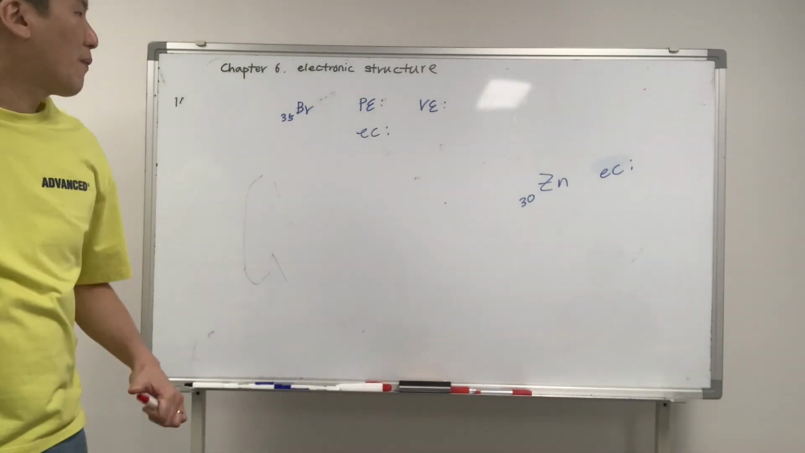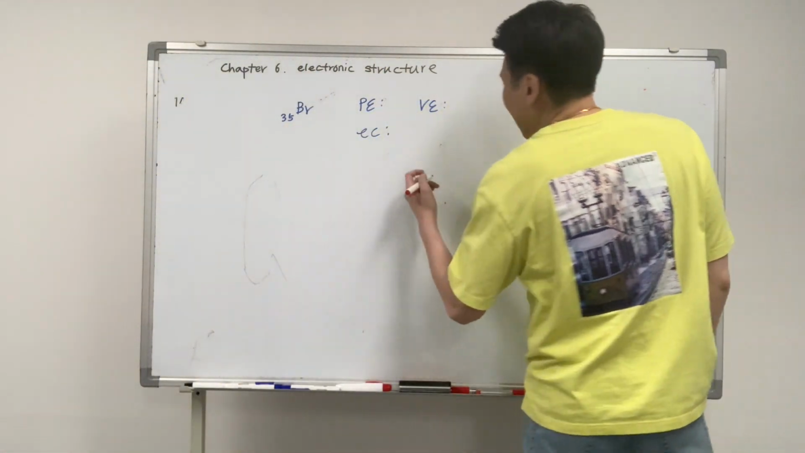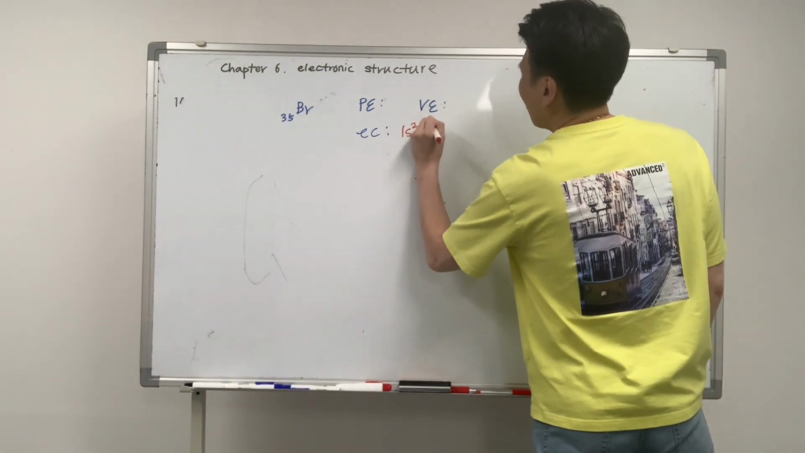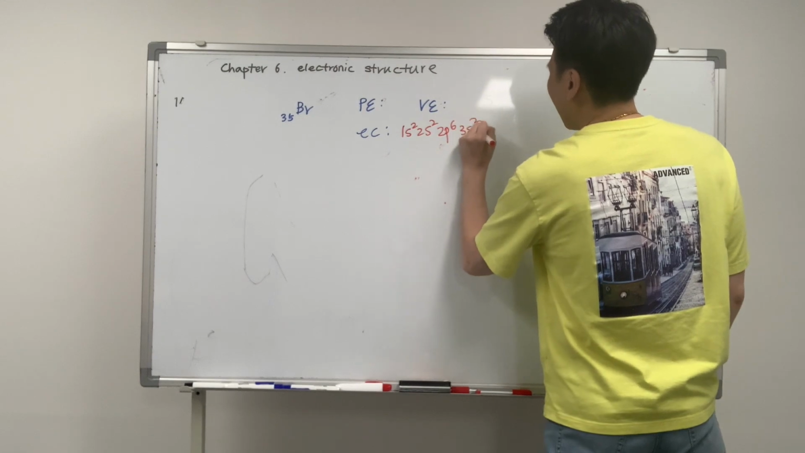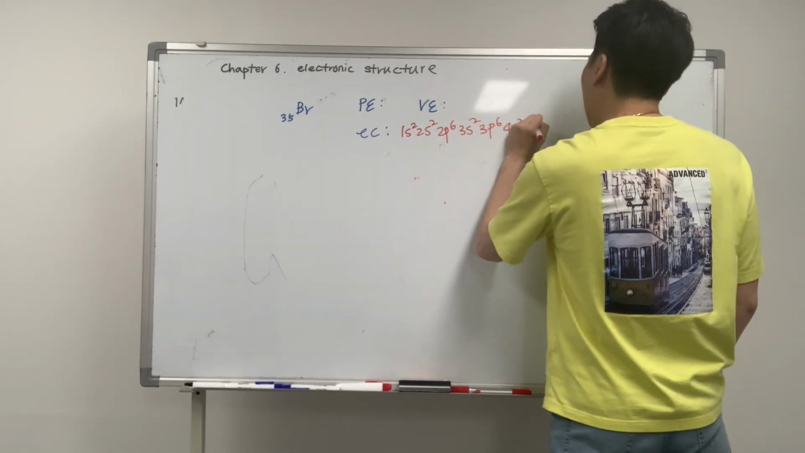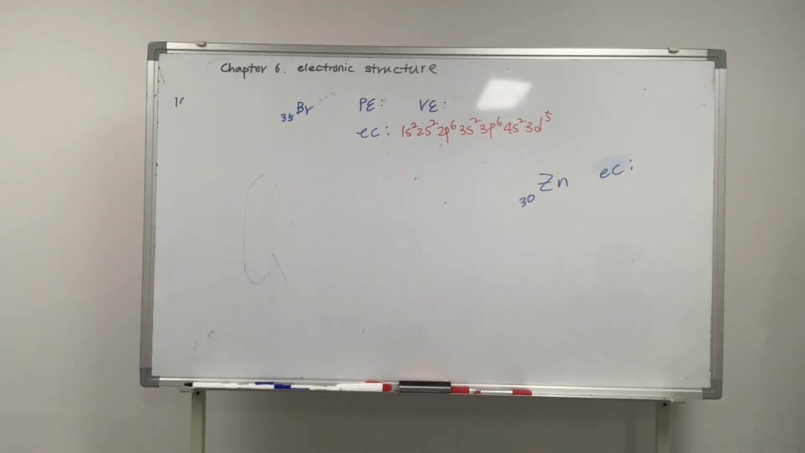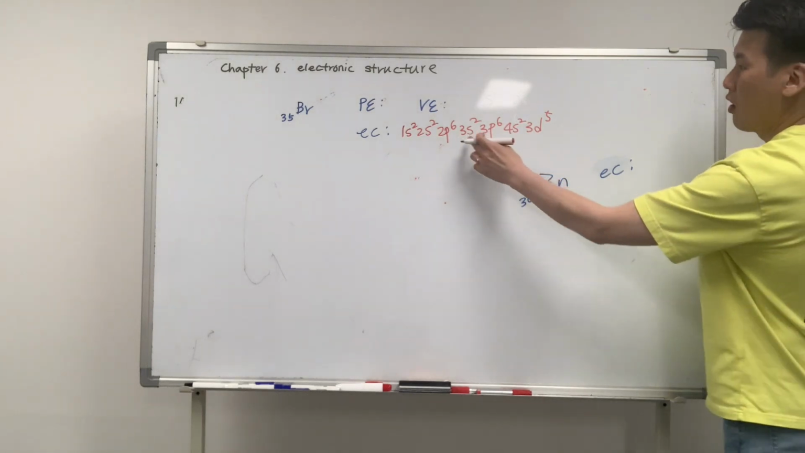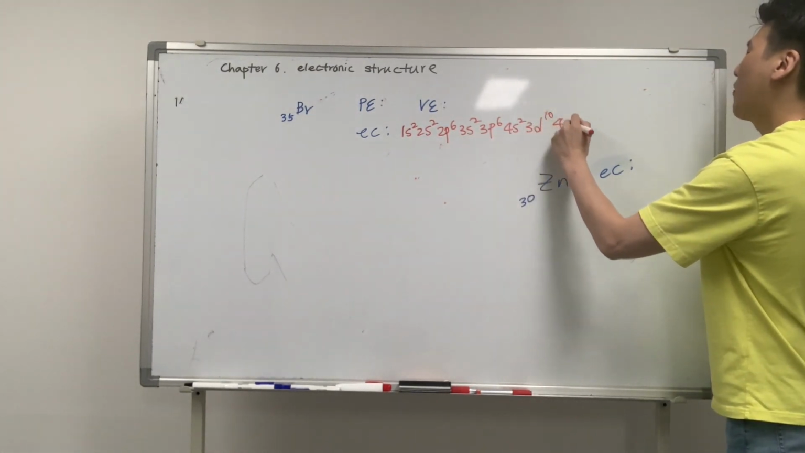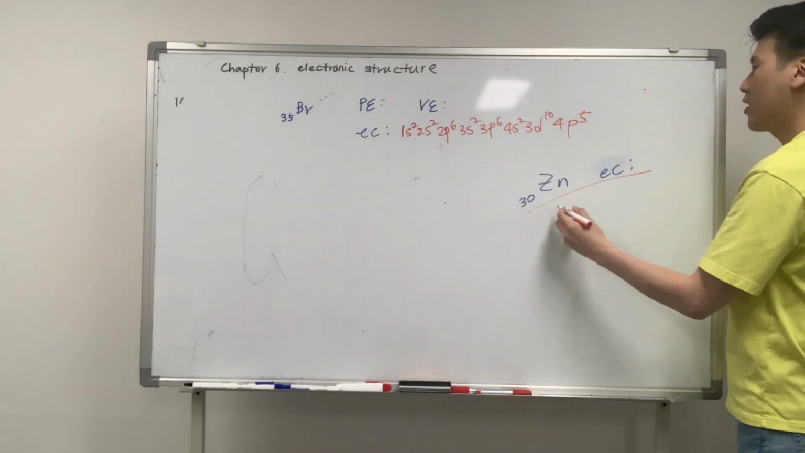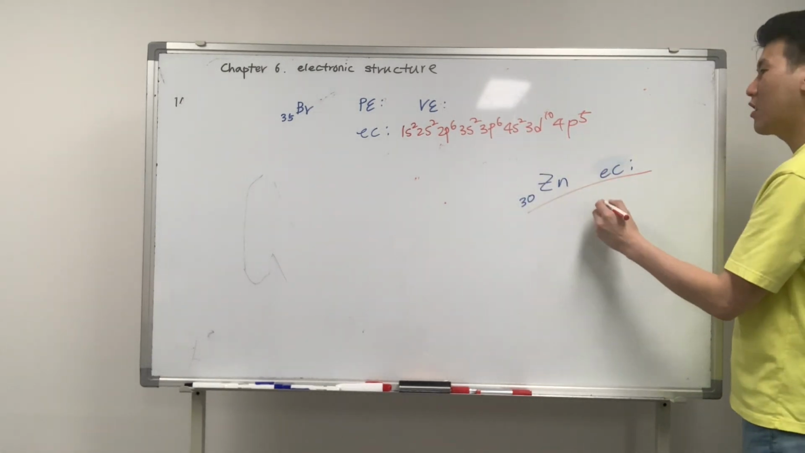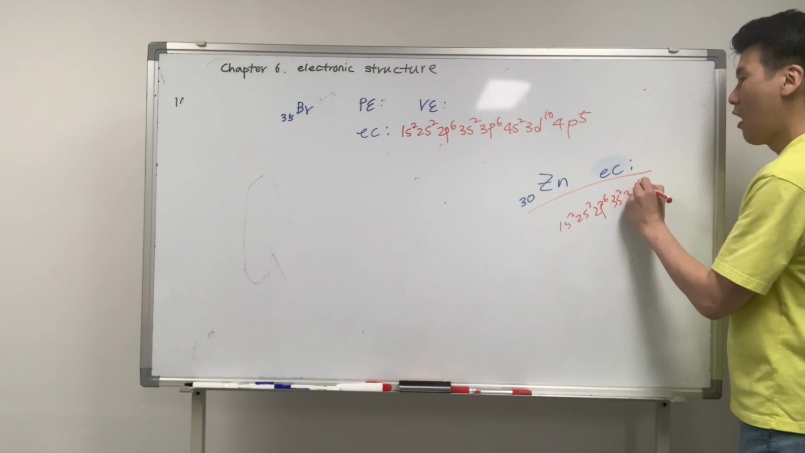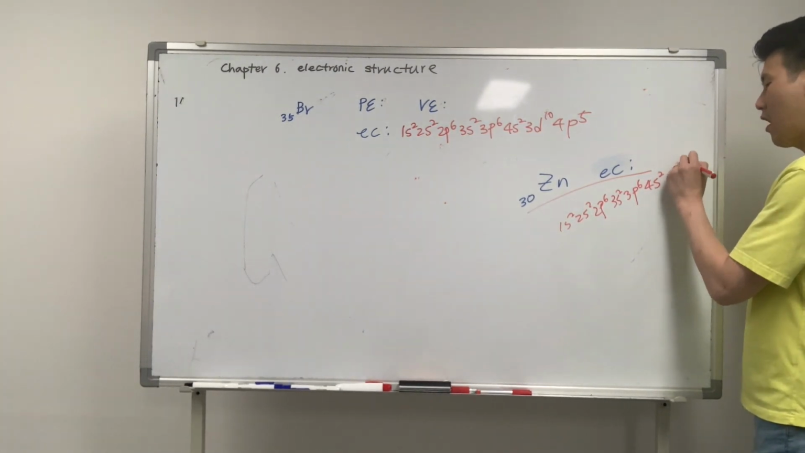Okay, here. Look. You know the diagonal style, just check the answer. It should come out as 1s2, 2s2, 2p6, 3s2, 3p6, 4s2, 3d10, 4p5. Right? And then for this one, you just remove 5. At the end, 1s2, 2s2, 2p6 we understand, 3s2, 3p6, 4s2, 3d10. Yes.